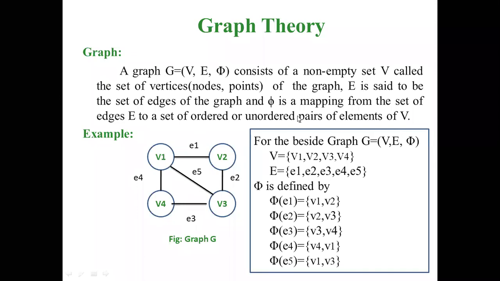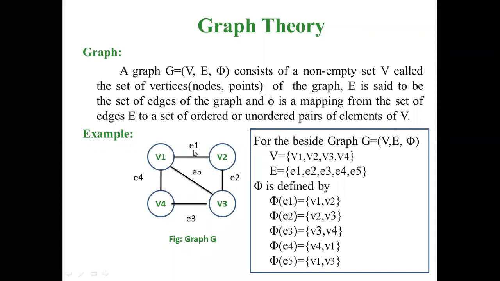So a graph G, the collection of vertices and the edges, is a graph. A graph G = (V, E). Here V represents the vertices of the graph and E represents the edges of the graph. Phi represents the mapping from the set of edges to a set of ordered or unordered pairs of elements of V.